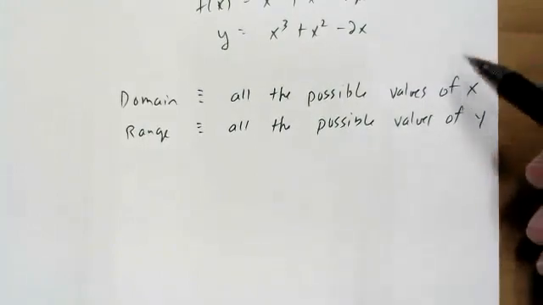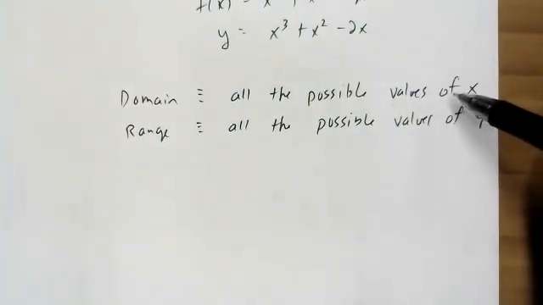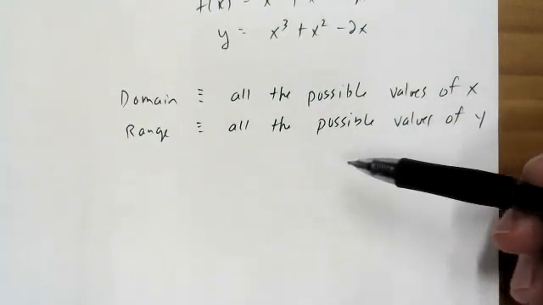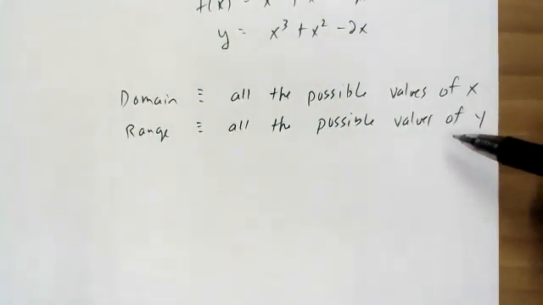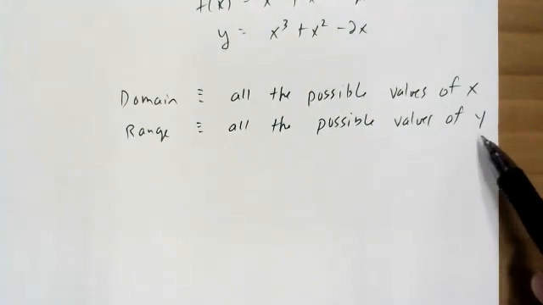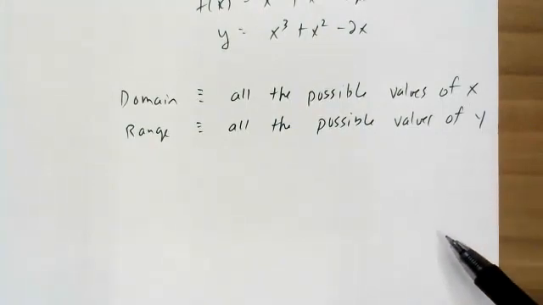So domain is all the possible values of x. What we did to find the domain is we look at our graph, and we determine what's the smallest value of x where the graph exists, and then what's the largest value of x where the graph exists, right? Well, for range, if you're looking at y, range we could think of as looking up and down.